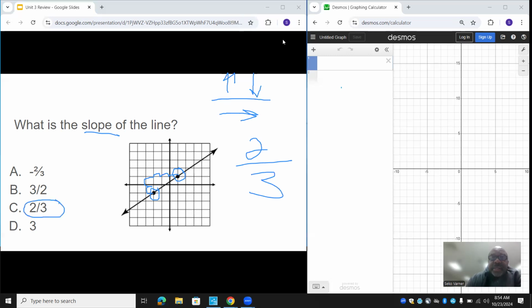You see how easily we did that? Hopefully that makes sense. There, clear all drawings. All right, let's go to the next problem.